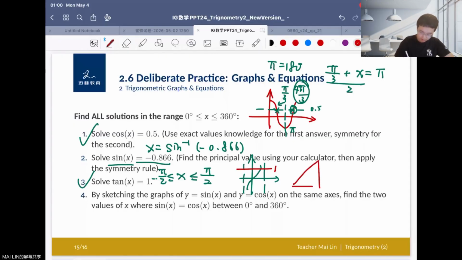Because in trigonometry graphs, maybe here is a triangle, right? And here's a right angle. So for tan 45 degrees, it is 1 versus 1, okay? So we can say the x value equals pi over 4.